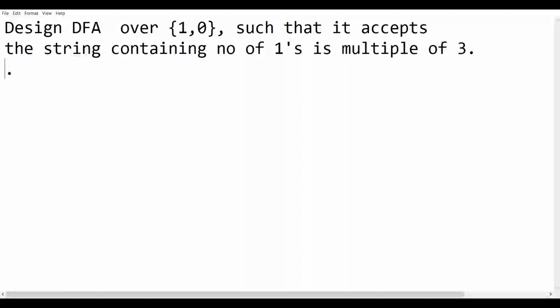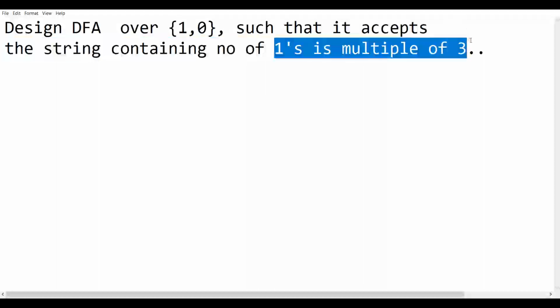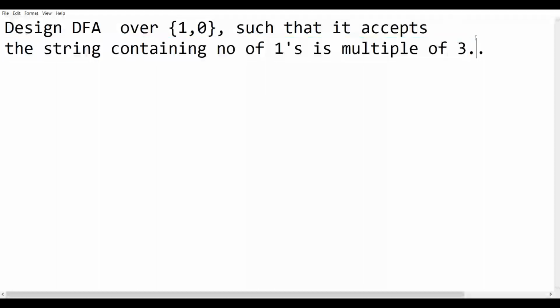They have mentioned the language such that the input alphabet is {1, 0}. So all strings are made up of this 1, 0 only, with the condition that the number of ones in the string is a multiple of 3. So this is the requirement for designing the DFA. The pattern is given here. All strings consist of a number of ones that is a multiple of 3.